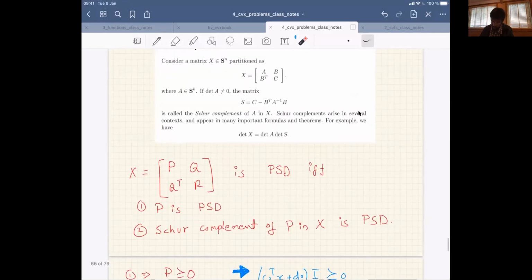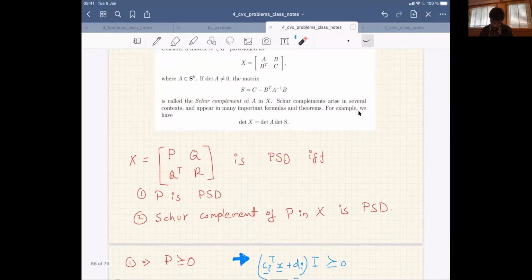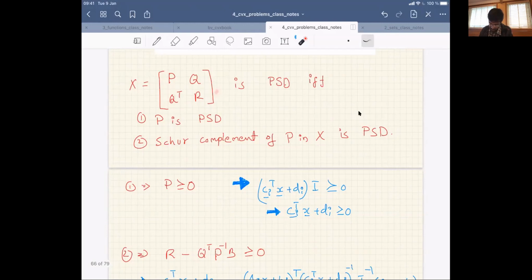Now we use this concept of Schur complement here. Take any matrix X in this form, P Q, Q transpose R. This is PSD. There is a result: X is PSD if and only if P is PSD, that's the first condition, and the second condition is that the Schur complement of P in X is PSD. So what is the first condition? That means P is greater than or equal to 0. P is a matrix.